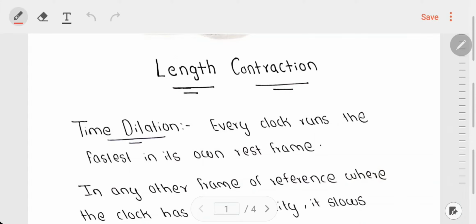Hello. So this is lecture 5 of the series Special Theory of Relativity, and the topic of this lecture is length contraction. So let us start with the topic.